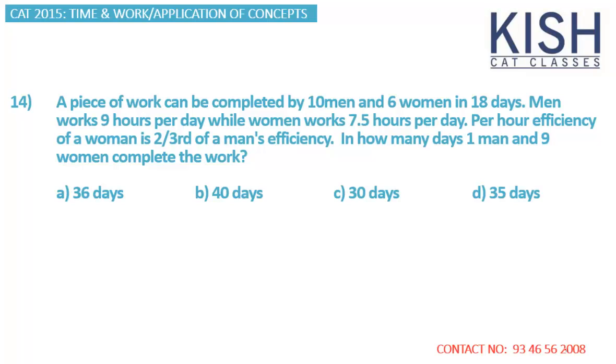Look, what you really need to do is quite simple. At the end, it is given that 1 man and 9 women. A man works only for 9 hours a day. A woman works for 7.5 hours. And with only 1 man, he is going to work for 9 hours. A group of 9 women are going to work for 7.5 hours. That's the simple information. Now, we just need to compare the efficiency.